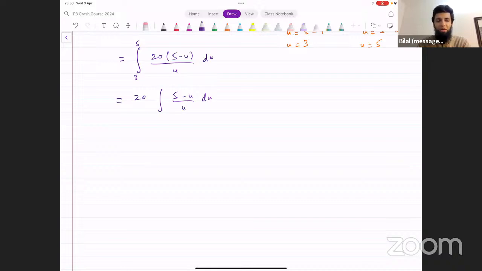Does the ln rule work here? It doesn't. Tan inverse does not, because it's not tan inverse form, right? Log form doesn't work because numerator cannot be the derivative of denominator here. You can't do partial fractions.